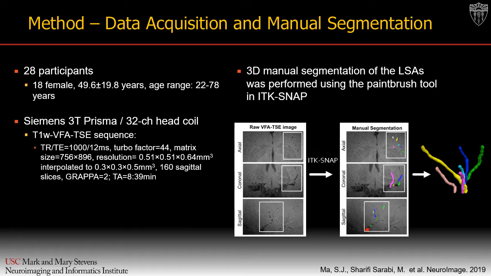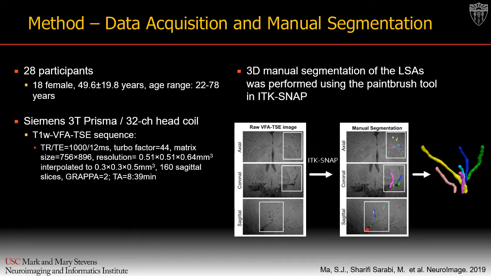Regarding data collection, black blood images were acquired from 28 participants, 18 of which were female and ranging in age from 22 to 78 years old. All scans were performed on a Siemens 3T Prisma with a 32-channel head coil using the T1-weighted VFA TSE, also known as a T1 SPACE, sequence. The images had a resolution of 0.5 by 0.5 by 0.6, which was interpolated to 0.3 by 0.3 by 0.5 cubic millimeters, and they were acquired in about 8.5 minutes of scan time.